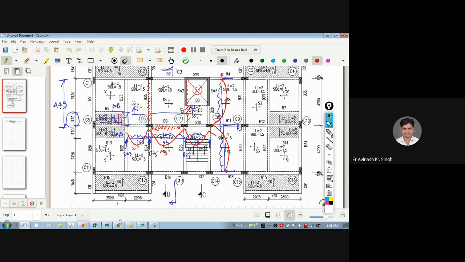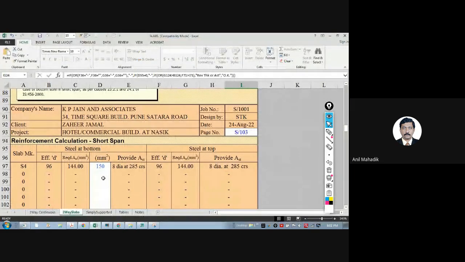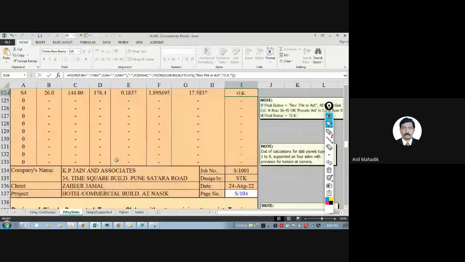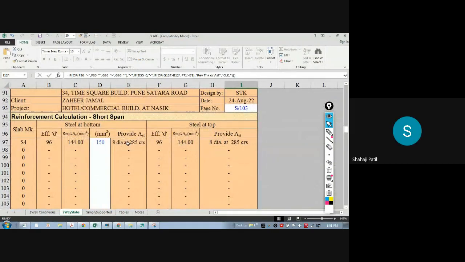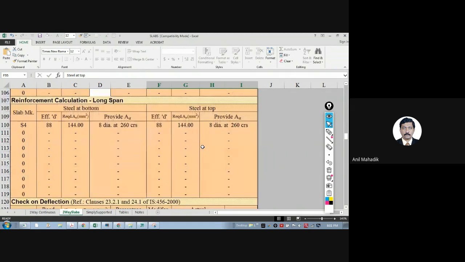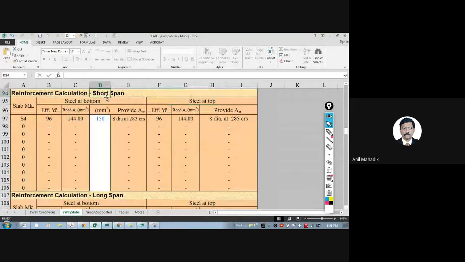Okay. Now let's go into this. Now here, so you got this. So steel is okay here. Final status is okay. Now what is the steel required here? 8 at 225, 285 along short span at bottom, and 8 at 285 steel at top. So there are two calculations. One is the short span moment calculations. So this is short span calculation. Steel at bottom is 8 at 285. Steel at top is 8 at 285.